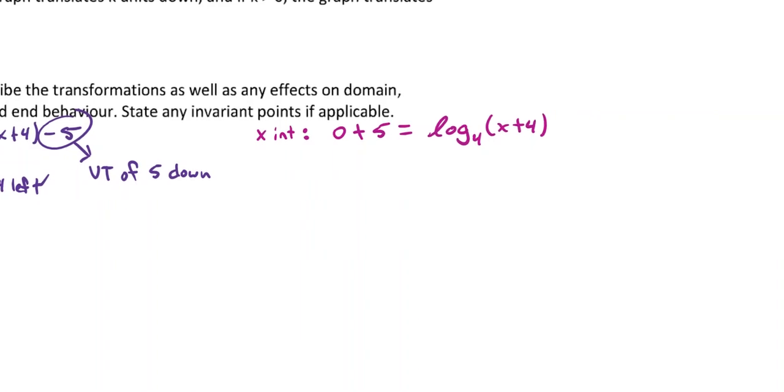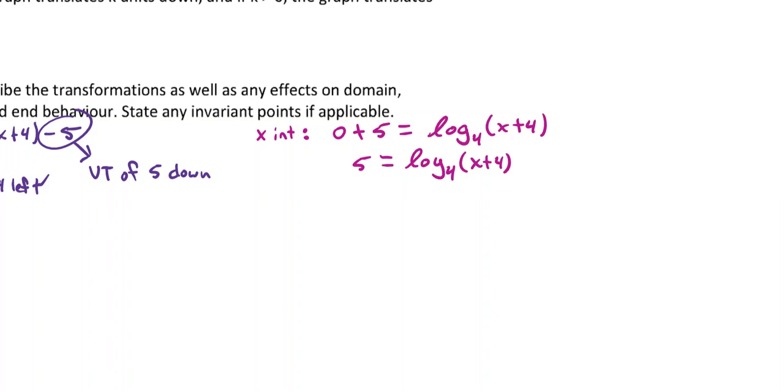Okay, so let's write this down again. So this would be the same thing as 5 is equal to log base 4 of x plus 4. How do I solve for that x in there now? It's kind of trapped in the log part, right? Any ideas on how we can handle this? Maybe from last lesson?